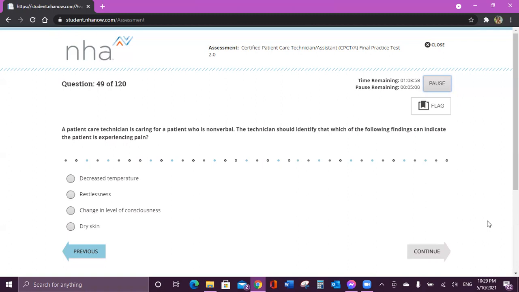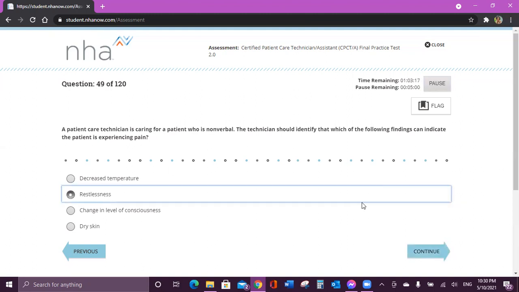A patient care technician is caring for a patient who is non-verbal. The technician should identify that which of the following findings can identify the patient is experiencing pain. The temperature, the redness, change in level of consciousness, dry skin. Yo creo que la decrease temperature. Yo creo que es redness, restlessness, yeah. That patient, yeah, is in pain.